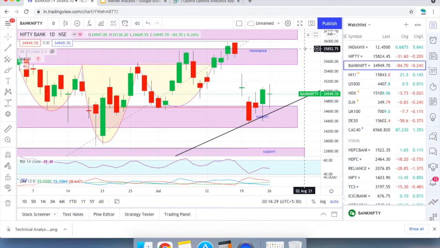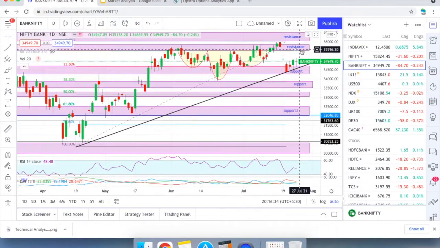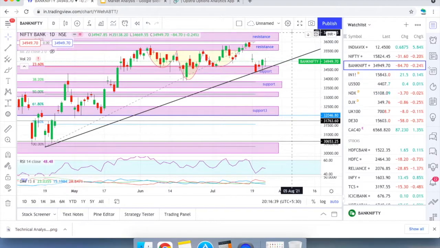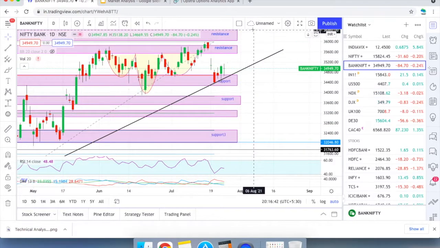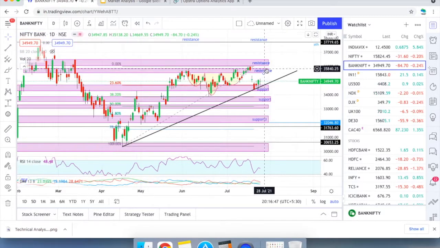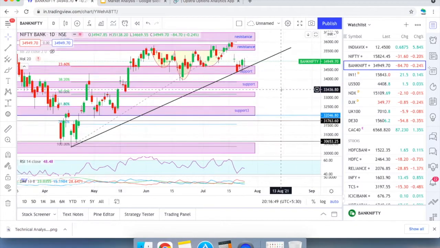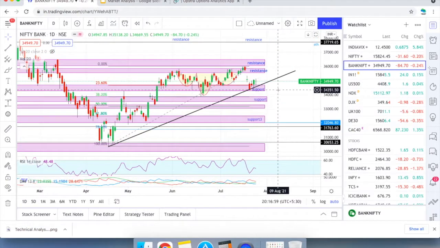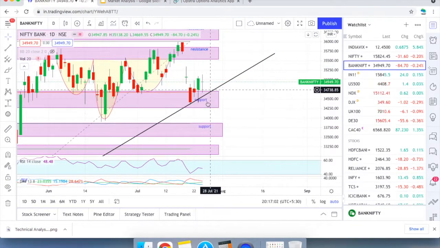So the 35,800 resistance remains the same, and above that you have the 36,500 resistance, which also remains the same. Above that you have 37,700. The supports below remain the same, the 34,300 and 34,800 band. So basically we are at one of the supports and also at the support of the trend line channel, right?